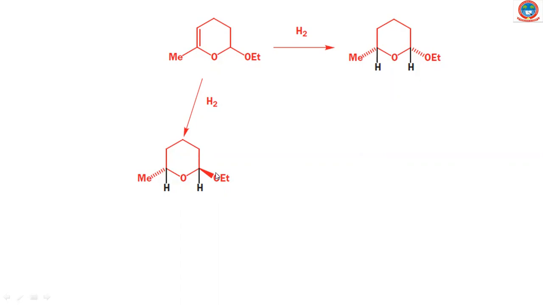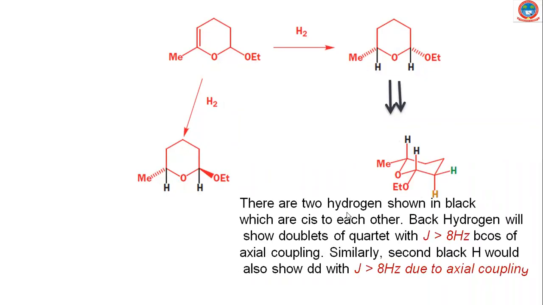But see, what is the question? Can we find out which of the two will form? Hydrogenation will give only one product. Which will form? Can we judge it by the concept of HNMR? Yes. See here what we did: we have converted this structure into chair form. These two methyls are shown down, equatorial, right? And this H is up. Fine.